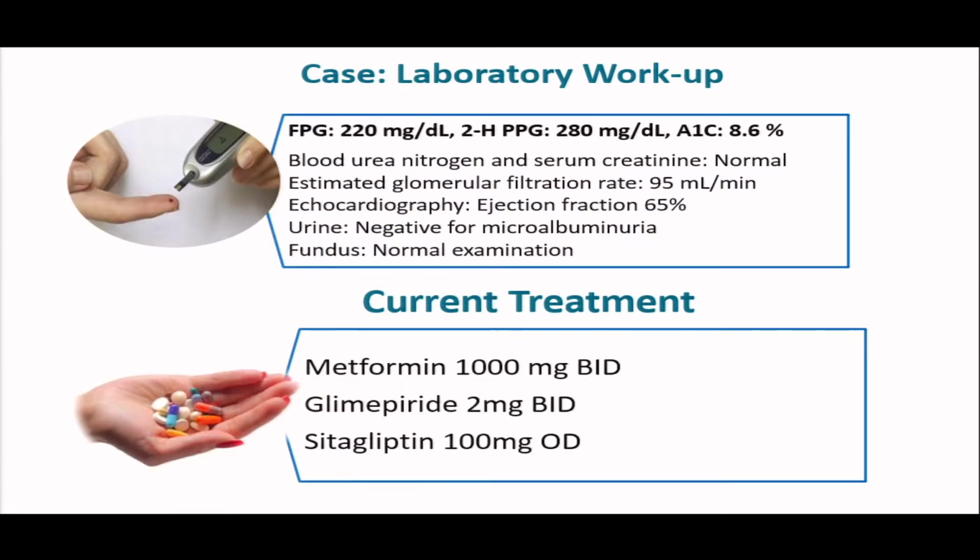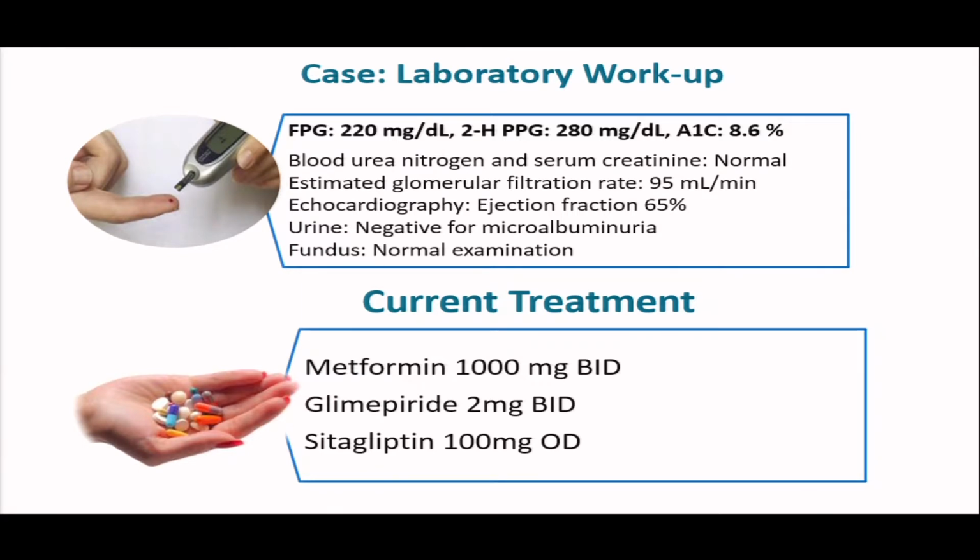In terms of laboratory analysis, we have before you his glycemic control parameters, which actually failed to reveal glycemic control. His A1C is elevated at 8.6%, his fasting is 220 milligrams per deciliter, and his 2-hour postprandial blood sugar is elevated as well at 280 milligrams per deciliter. That being said, he still at this point does not manifest renal dysfunction with normal BUN, serum creatinine values, an estimated GFR at 95, and a urine analysis that is negative for microalbumin. His echo reveals an ejection fraction of 65%, and he has a normal fundoscopic exam in the office.